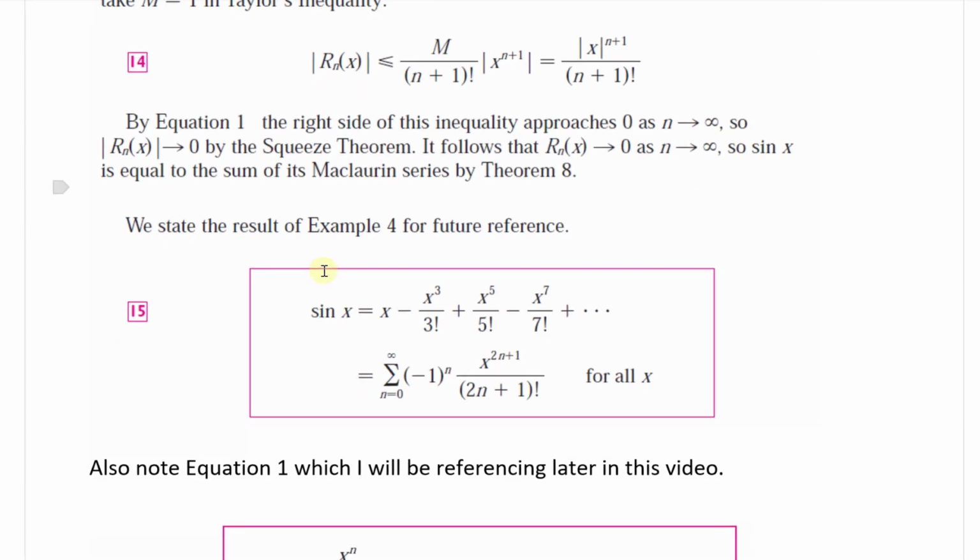And then by equation 1 from my earlier video, the right side of the inequality approaches 0, so we can use the squeeze theorem. It follows that the remainder approaches 0 by the squeeze theorem, and when the absolute value of the remainder approaches 0, the remainder itself also approaches 0. So then, because the remainder is approaching 0 as n approaches infinity, sine of x is equal to the sum of its Maclaurin series.